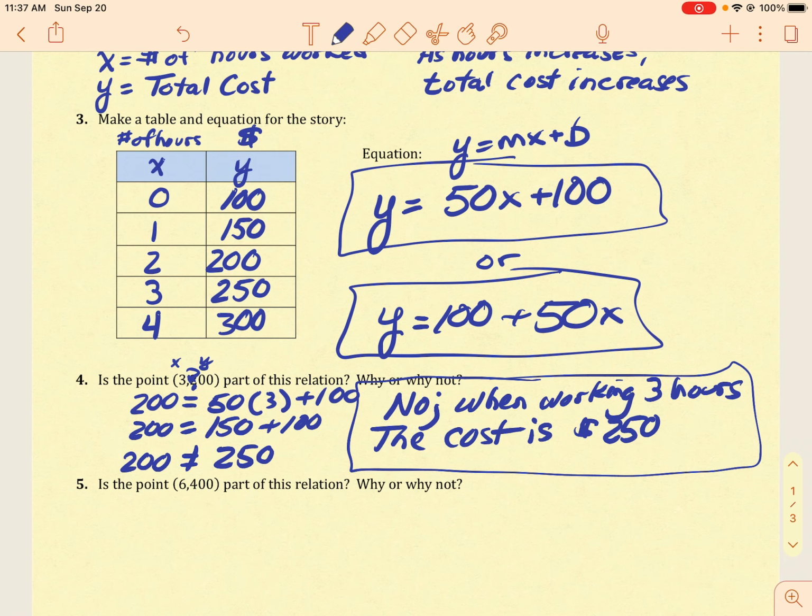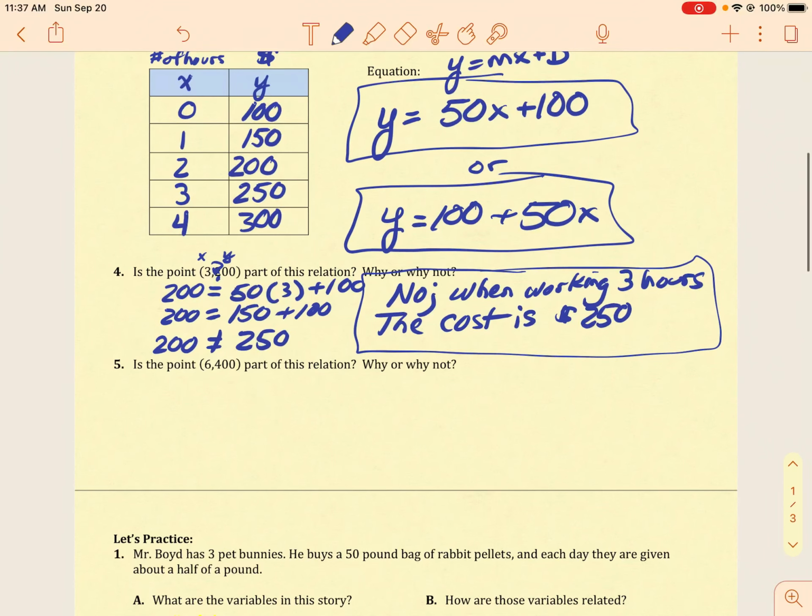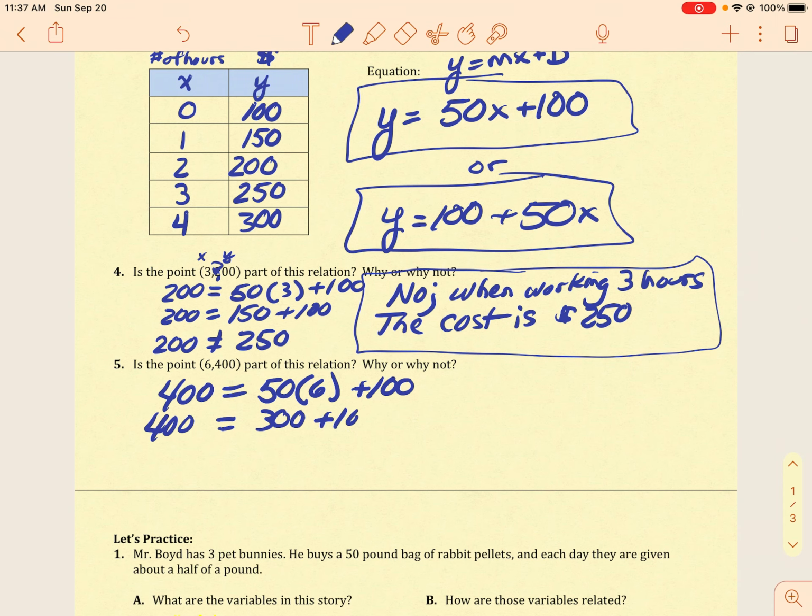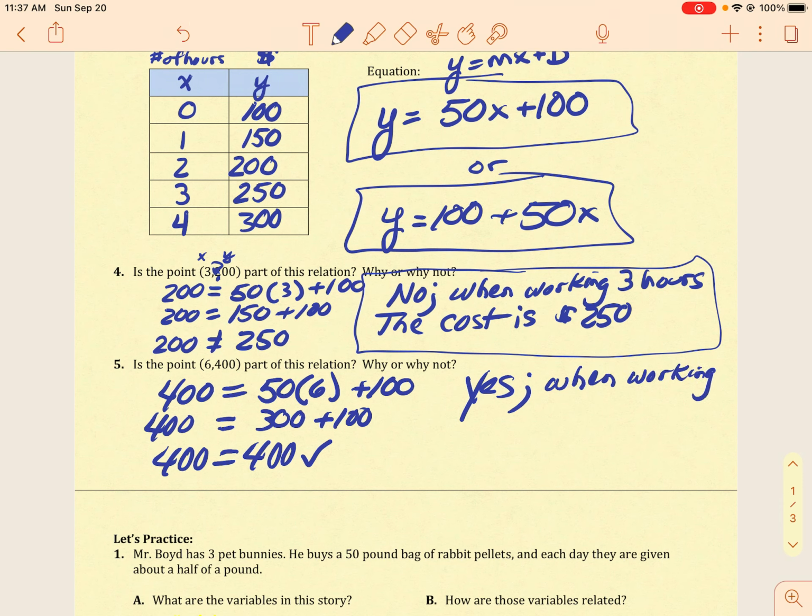If we look at the next one, what about the point (6, 400)? They're telling you, if you put in 6 for x, does that equal 400? And we find out that it does. So yes. That's because when working 6 hours, it costs $400.